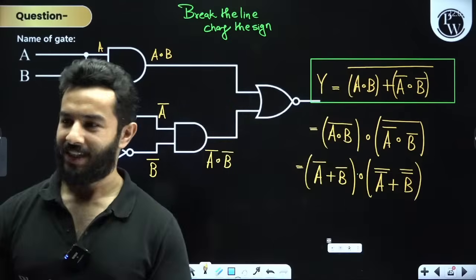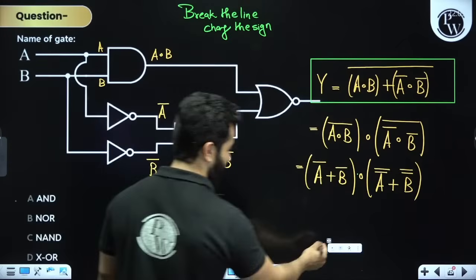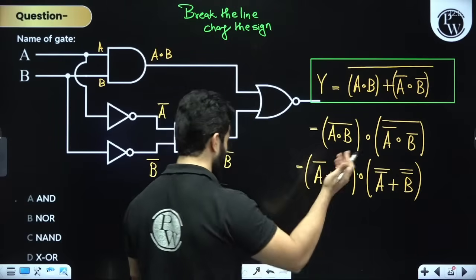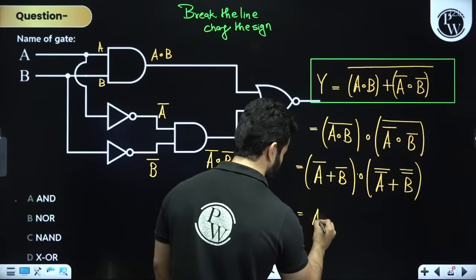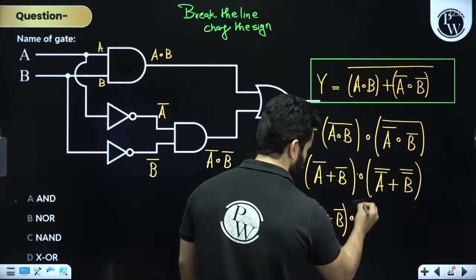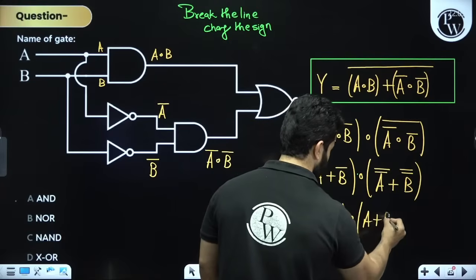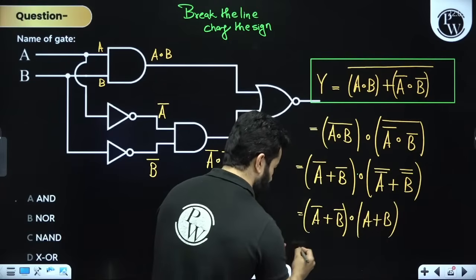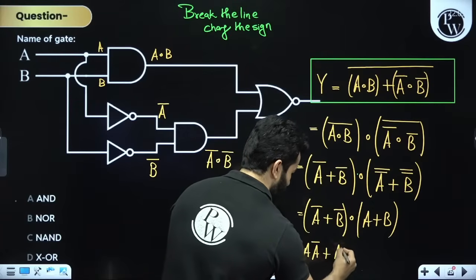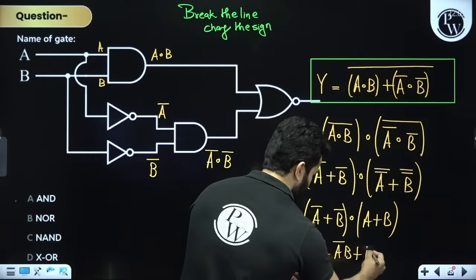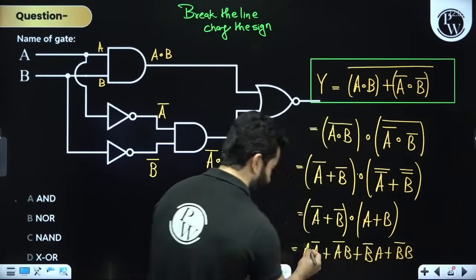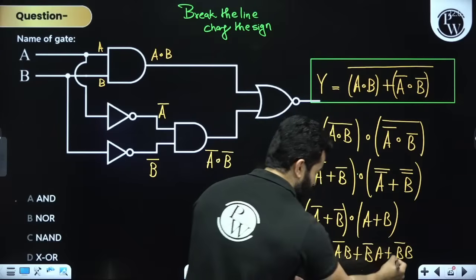Clear? A bar B bar is A and B. So you will get A bar plus B bar dot A plus B. Now you will get A into A bar plus A bar into B plus B bar into A plus B bar into B. A bar into A is 0, B bar into B is 0.